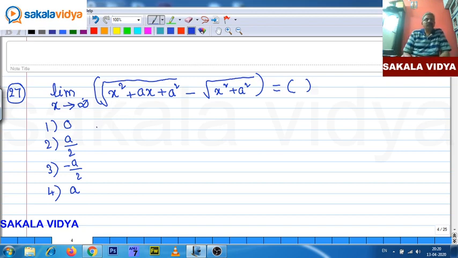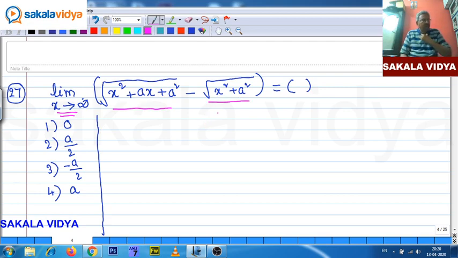Right. So now, limit x tends to infinity, the root of x square plus ax plus a square minus root of x square plus a square is equal to. It is better to rationalize the numerator, with the help of root of x square plus ax plus a square plus root of x square plus a square. Exactly correct what you said, x square we need to take common. Let us do it now.